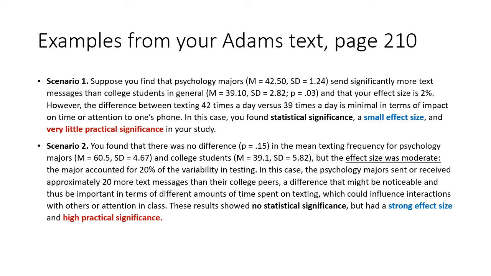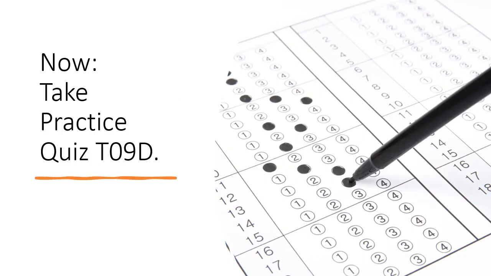That difference could be noticeable and important in terms of time spent texting, which could influence interactions with others or attention in class. So even though these results showed no statistical significance, they had a strong effect size and high practical significance. So this is how we work with these ideas. So you should be ready for practice quiz T09D and a summary.